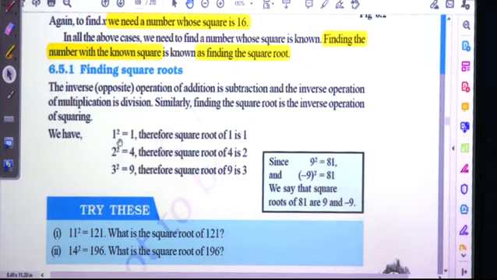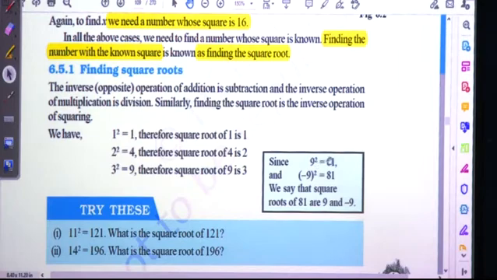We have 1 square is equal to 1. Therefore, square root of 1 is 1. 2 square is equal to 4. Therefore, square root of 4 is 2. 3 square is equal to 9. Therefore, square root of 9 is 3. I hope you are understanding. In the box here you can see some more explanation.